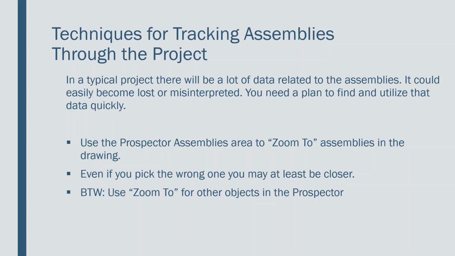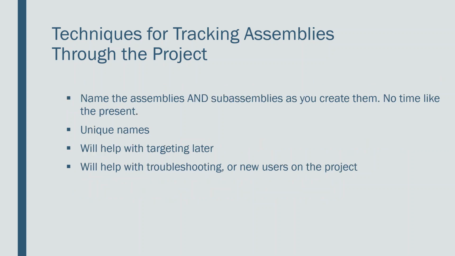So the zoom to function in the Prospector area for the different objects is something that you want to be aware of and use. So, other tracking techniques, you've already seen me dip into this a little bit, and that is name the assemblies and the subassemblies as you create them. There's no time like the present, and if you're anything like me, you'll get involved in something else and forget to do it. If you don't do it the minute that you build it, it will slip on by and you'll forget until you start to target and realize that you've got 13 left-hand lanes and you don't know which one's which, and now you wish that you had gone and named them.